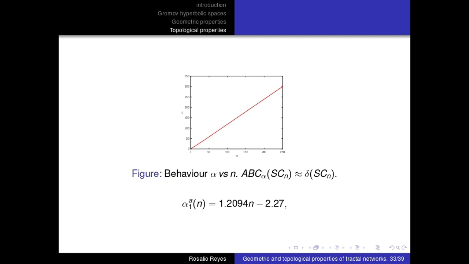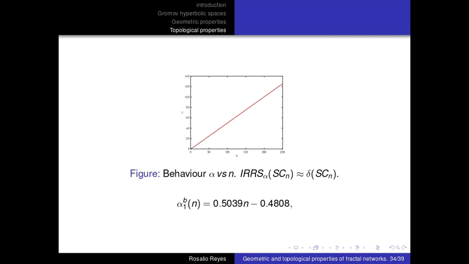Consider now a topological index, for example the generalized ABC. It is possible to find a value for alpha that approximates this index to the hyperbolicity constant of the graph. If we do this for various values of n, we can observe that the values of alpha have a behavior which seems to fit a linear model. In this case, for the generalized ABC index, we propose a fit for alpha as a function of n given by the formula we observe.